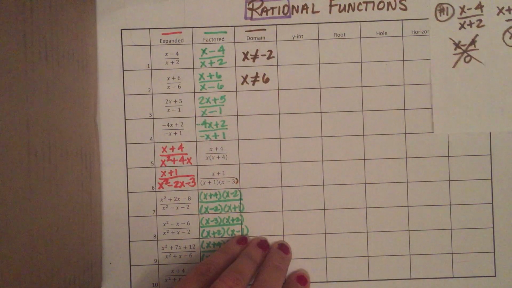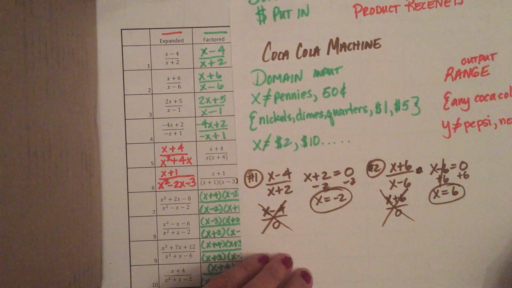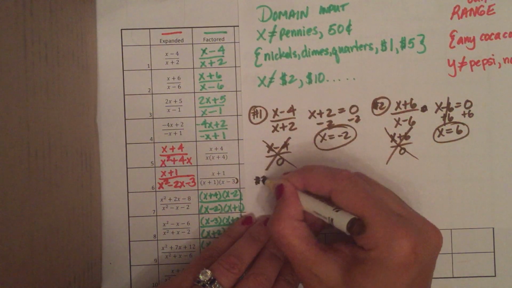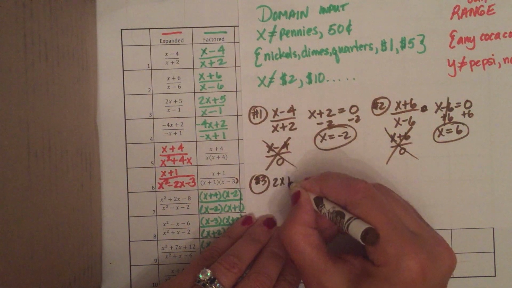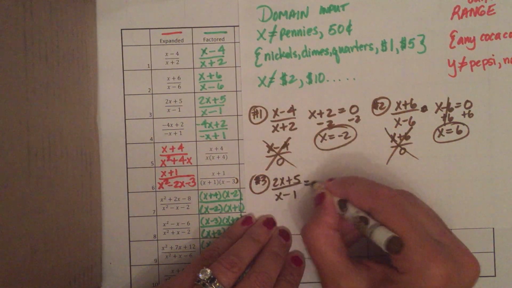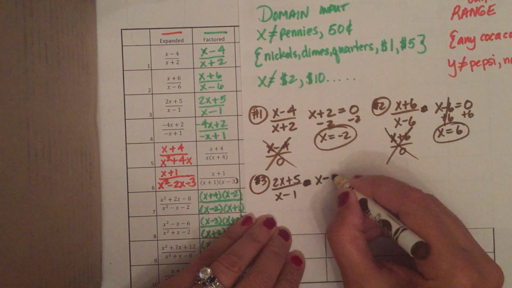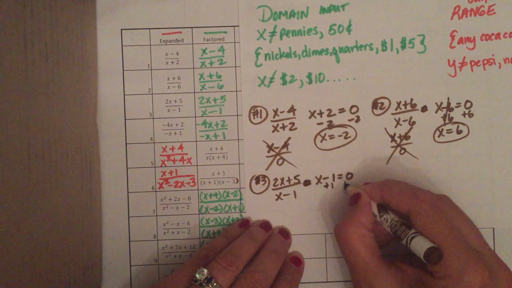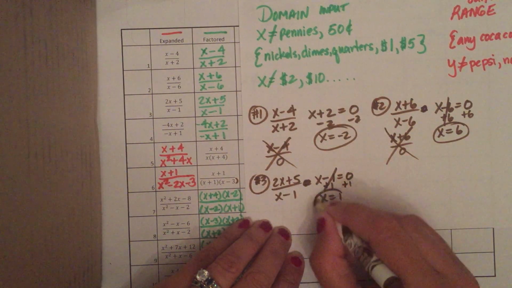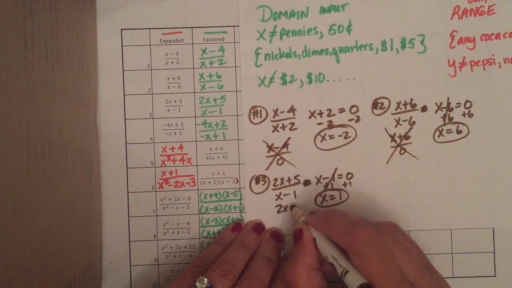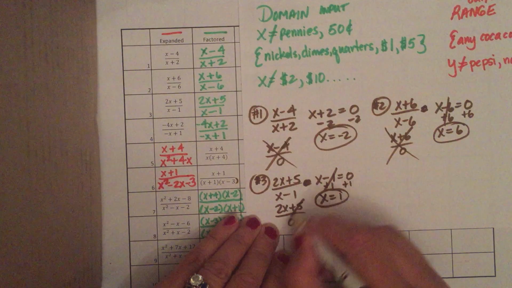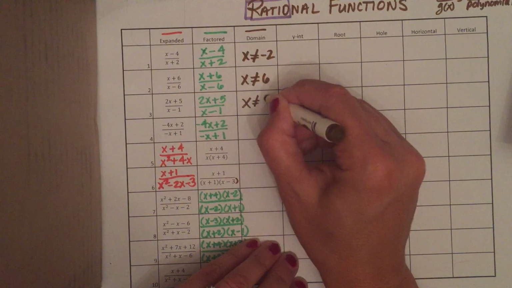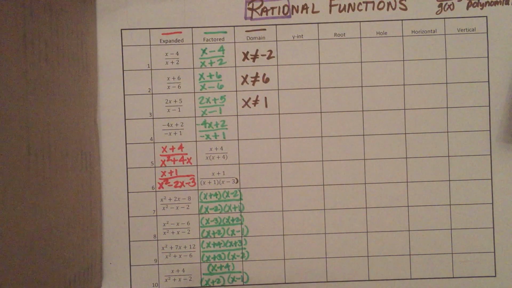So let's look at number 3. Okay. Number 3, looking at the same thing. On number 3, we have 2x plus 5 over x minus 1. So x minus 1 cannot equal 0. So we're going to find out what it is that makes it 0. I'm going to add 1 to both sides, so x equals 1. If x is 1, that means I have 2x plus 5 over 0. Can't do it. So that means that x cannot equal 1. That's our domain. Everything except 1.